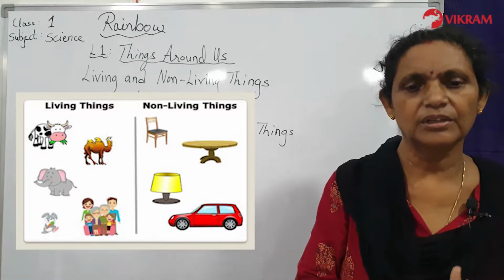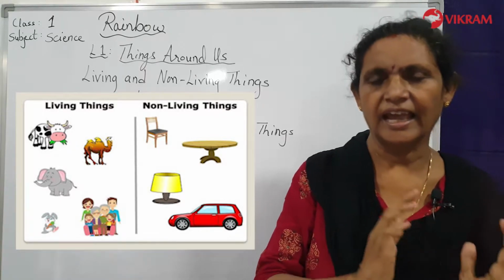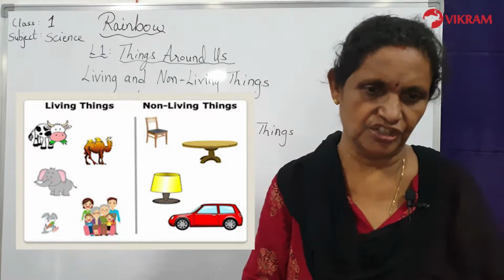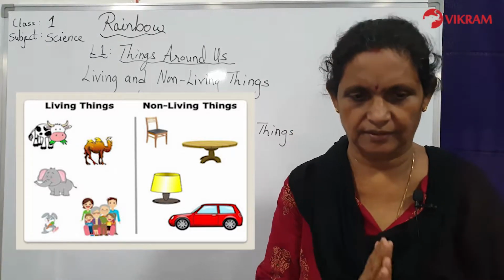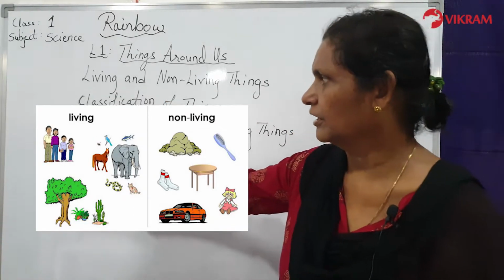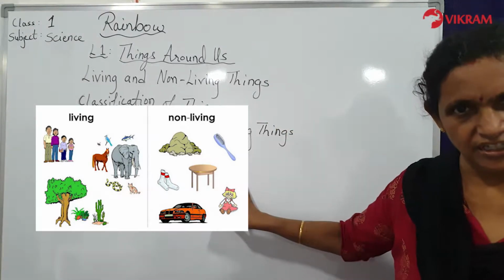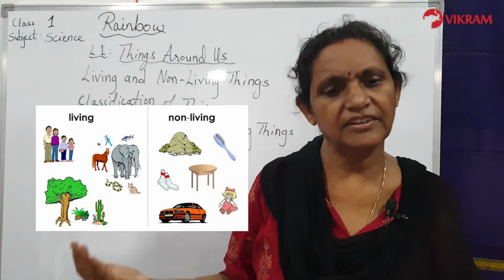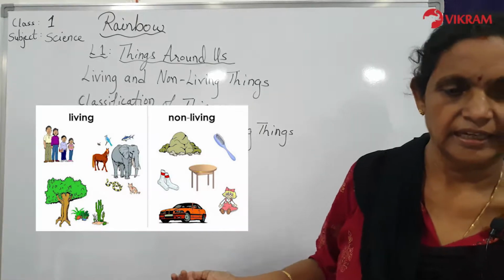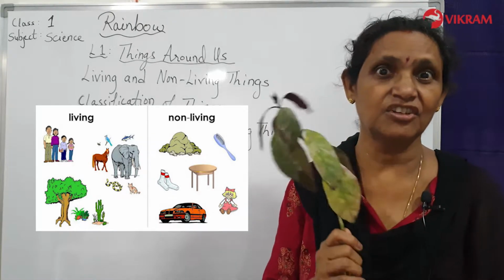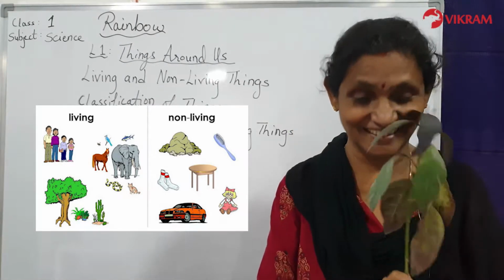So what are we going to learn, children? About living and non-living. Classification, difference between both the things. So today we are going to learn about living things and non-living things. So what are the living things which you see across? Yes, the first thing which you notice is plants, correct?